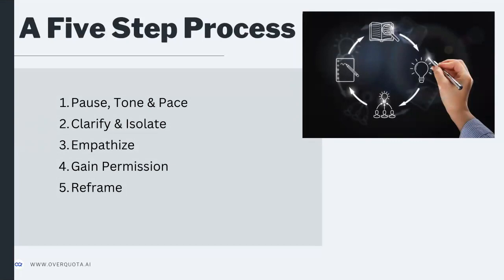Step number 1, pause. Take 2 seconds. Calculate your tone and a slower pace. Step 2, clarify and isolate. Step 3, empathize with your buyer. Step 4, gain permission to overcome. And step 5, reframe. Let's unpack each of these in greater detail to get you on your way to becoming a better objection handling sales professional.